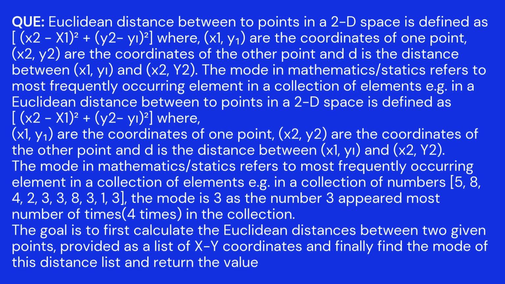The goal is to first calculate the Euclidean distances between two given points, provided as a list of x y coordinates, and finally find the mode of this distance list and return the value.